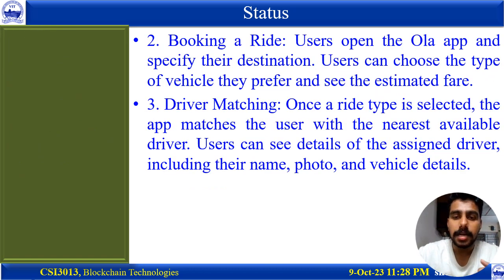Next comes booking a ride. The user opens the Ola app and specifies a destination. The app then provides options for available rides like Ola Micro, Mini, Prime, and others. The user chooses the type of vehicle they prefer. The next is driver matching. Once a ride type is selected, the app matches the user with the nearest available driver. The user can see the details of the driver like the name, photo, and vehicle.